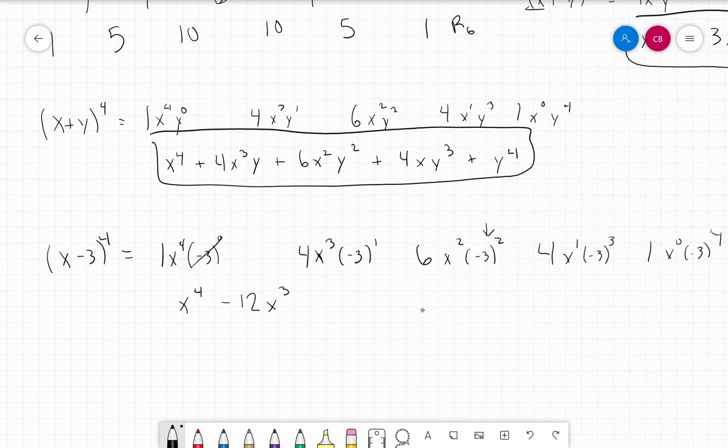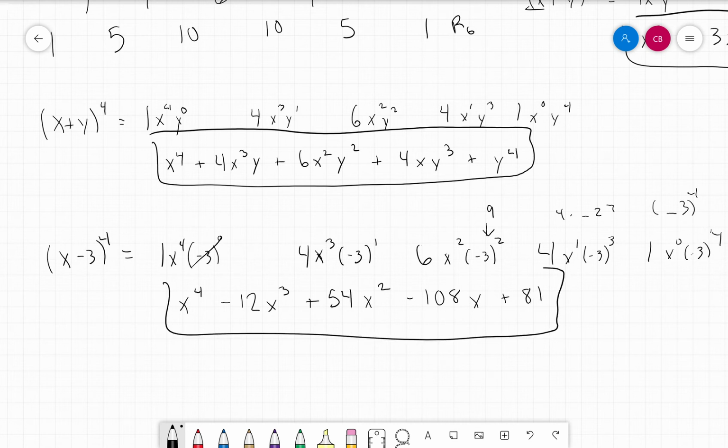This is going to be 9. 9 times 6 is 54, positive. So positive 54x squared. Next one, this is -27 times 4, which I think is 108, so -108x. And then (-3) to the fourth is 9 times 9, which is 81, so plus 81. And so that would be the expanded form of that.